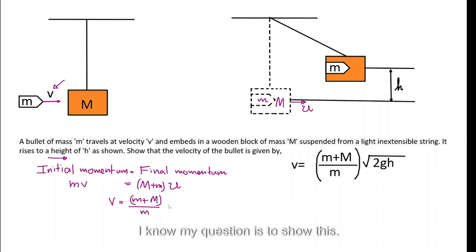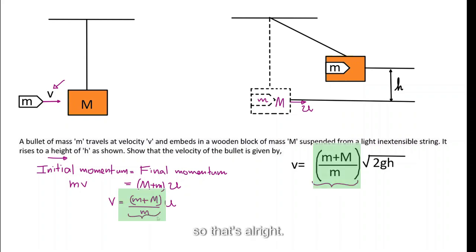Now, I know my question is to show this. I can clearly see I already got this part here. So that's all right. If I can show somehow that u is equal to root 2gh, I can substitute. So this is the thinking process. So how do I do that?